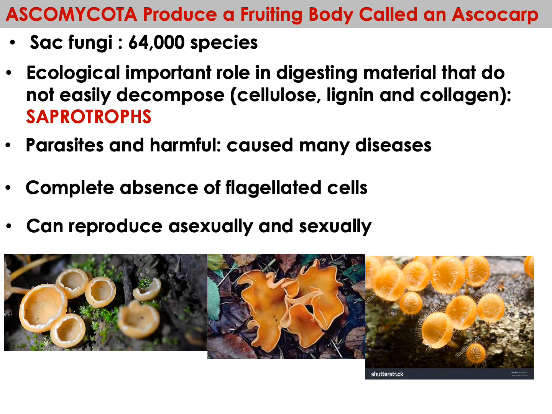Okay, next we go on to Ascomycota. Ascomycota produce a fruiting body called the ascocarp. Another name for them is the sac fungi. They consist of about 64,000 species of fungi that can reproduce asexually or sexually. The sac fungi play an essential role in recycling by digesting materials that do not easily decompose, such as cellulose, lignin, and also collagen.